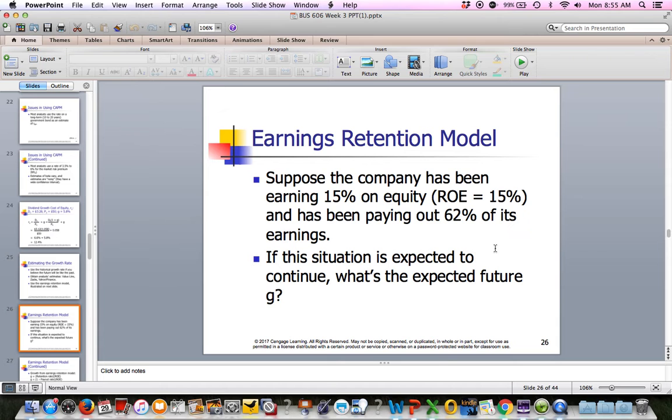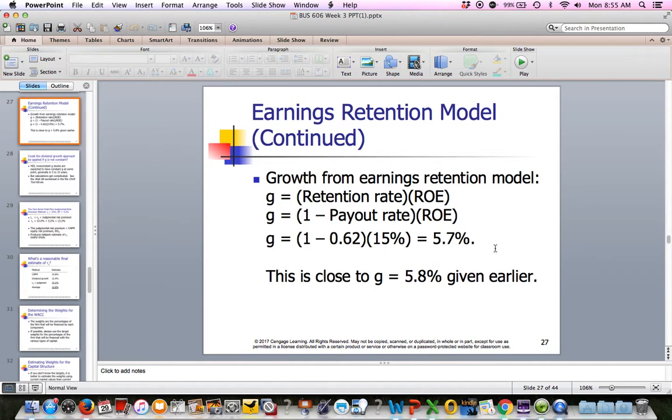Then we have to look at earnings retention. How much earnings do companies typically keep versus how much they typically pay out? You can see here that suppose a company's been earning 15% on equity. Its ROE has been 15%. Return on equity is what that means. And it's been paying out 62% of its earnings. If that continues in the future, what will happen to that G, that growth rate?